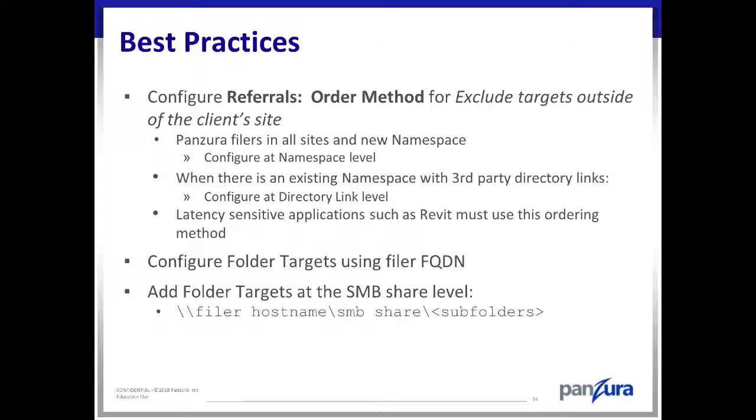Another thing is when we configure these folder targets, we're going to want to use the fully qualified domain name. This is going to help avoid issues of, let's say, you've got a VPN user and their DNS suffix search order is not fully configured, or if you have the same short machine name across your domain forest. Using the fully qualified domain name will ensure that users connect to the exact physical target you always want them to. And we're also going to want to add the folder targets at the SMB share level.